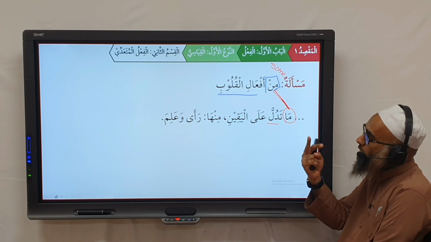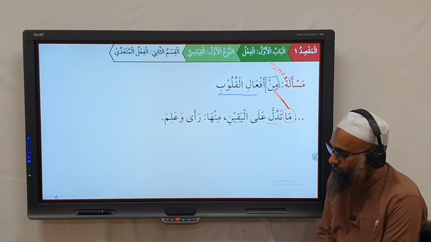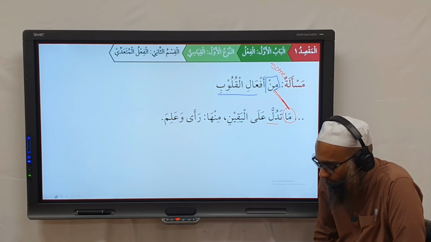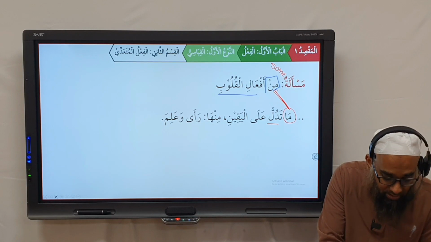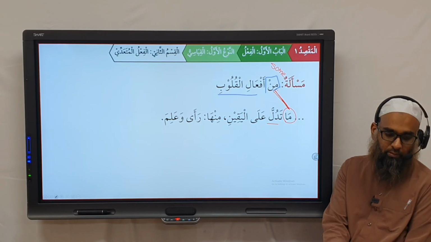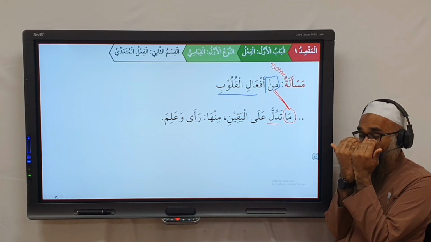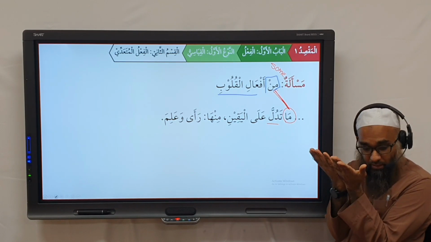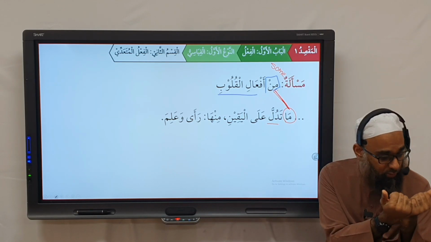Now, what two words show yaqeen? Ra'a. Now you have to remember the verb ra'a. What does ra'a mean? To see. If ra'a means to see with your eyes, ra'aytul qamara, I saw the moon, ra'aytul shamsa, ra'aytul masjida, ra'aytul baba, ra'aytul qalama, ra'aytul bayta.